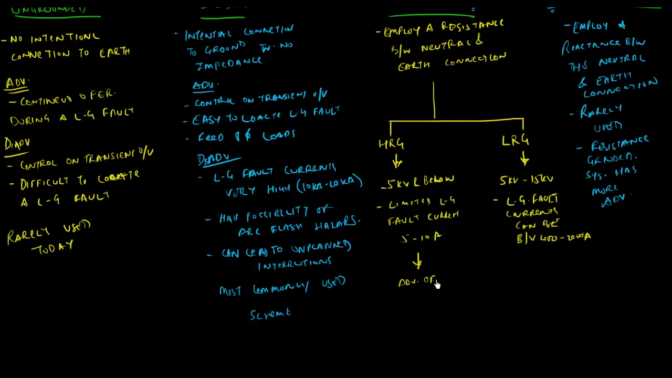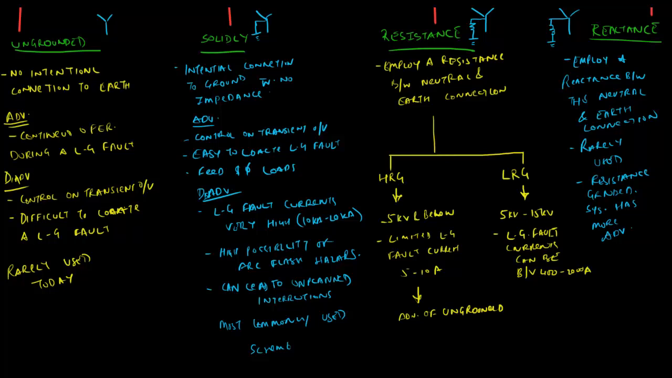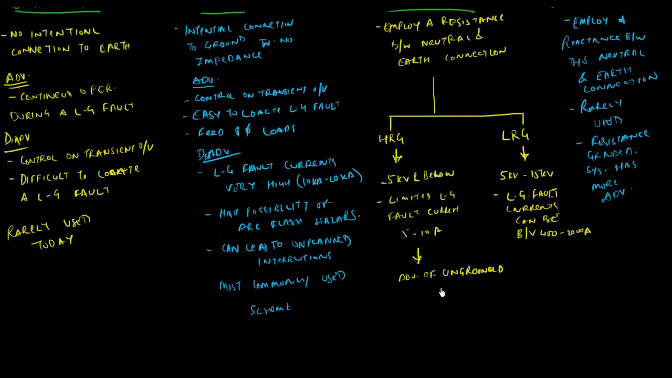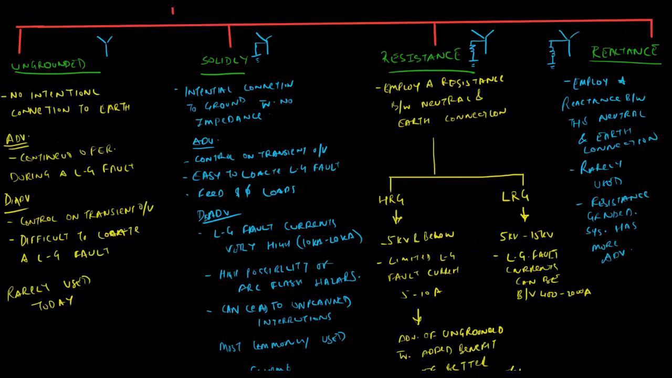Now, the high resistance ground system provides the advantages of an ungrounded system, in the sense that your system can continue to operate in the case of a single line to ground fault, with added benefit of better control on transient overvoltages. And the ground fault basically may be left on the system for longer.